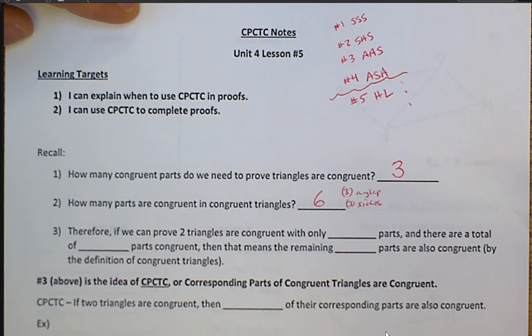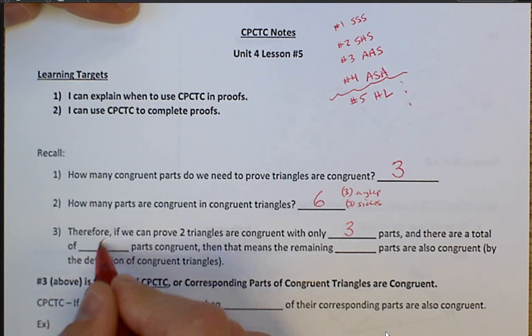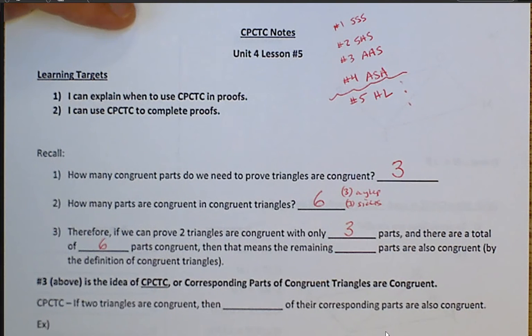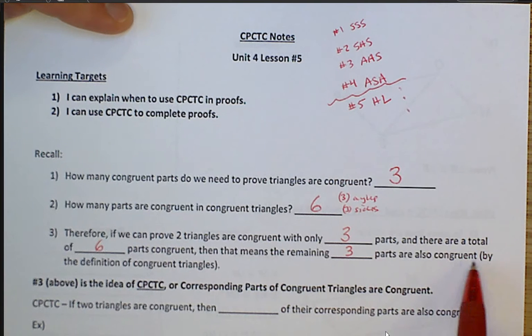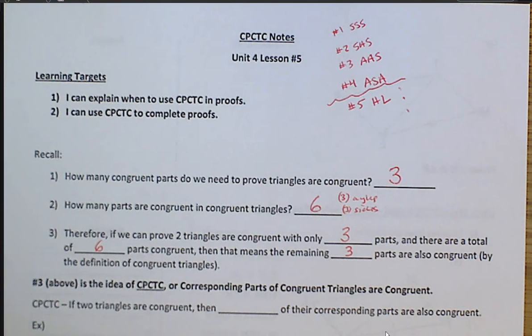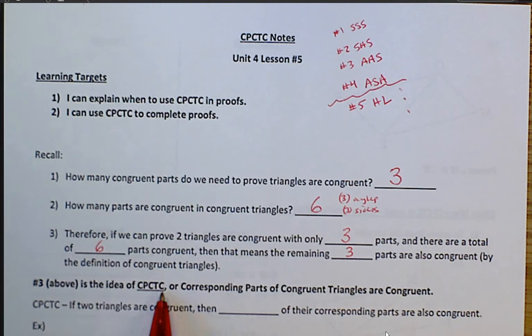Okay? So it says, therefore, if we can prove that 2 triangles are congruent with only 3 parts, and there are a total of 6 parts, then that means the remaining 3, 6 minus 3, are also congruent by the definition of congruent triangles. Okay? So it says number 3 above is the idea behind CPCTC. Now here's what CPCTC stands for.